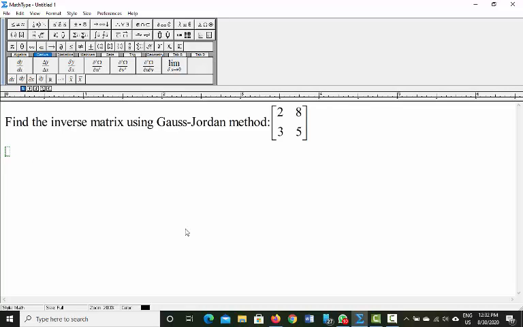To use the Gauss-Jordan method, first we need to find an augmented matrix. So what is an augmented matrix? Augmented matrix means we will first write the same matrix here: 2, 8, 3, 5, and then we will draw a divider.